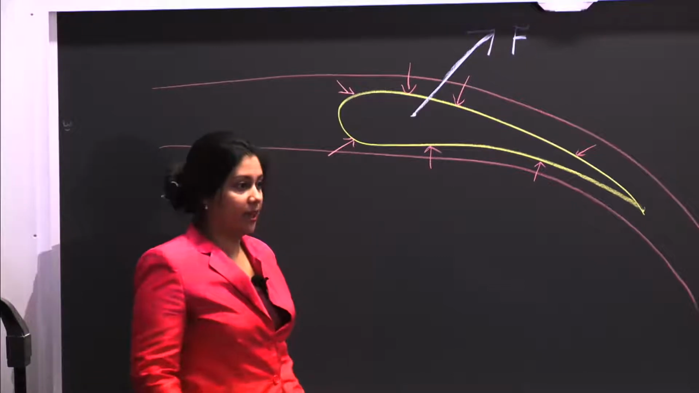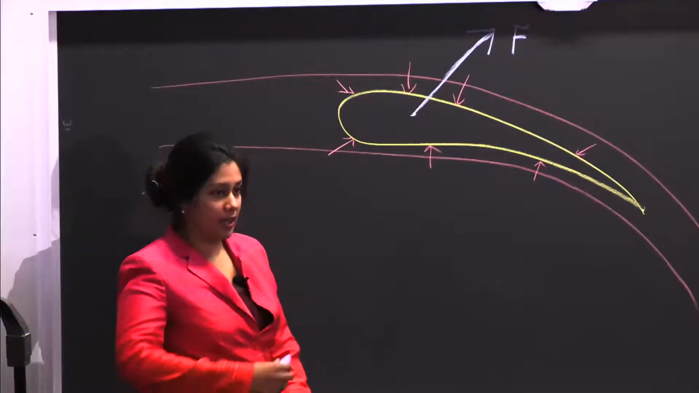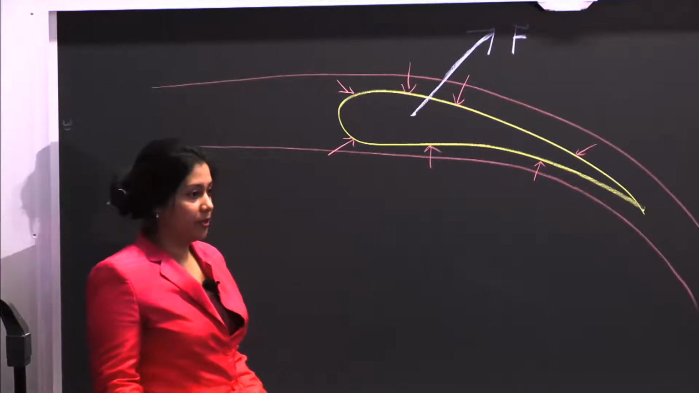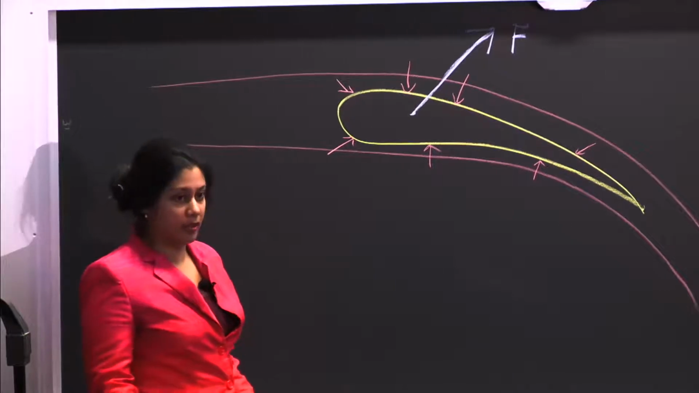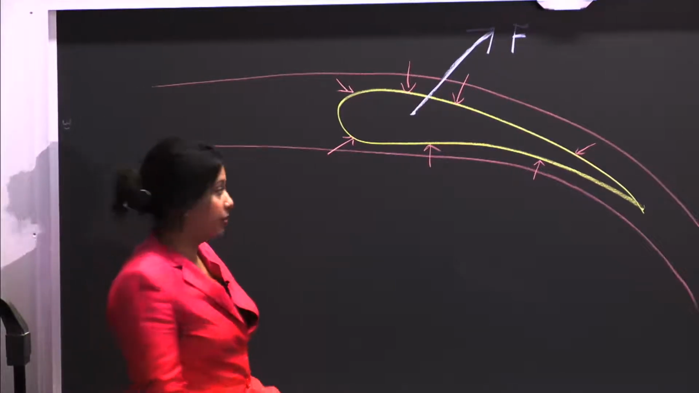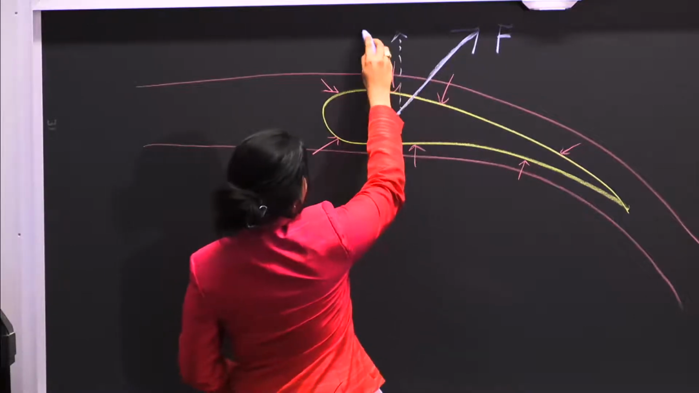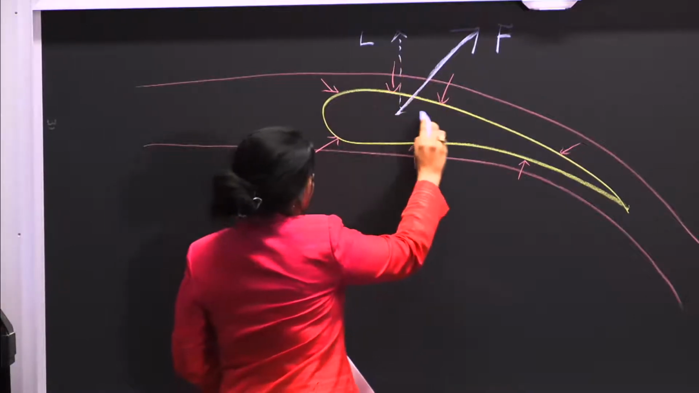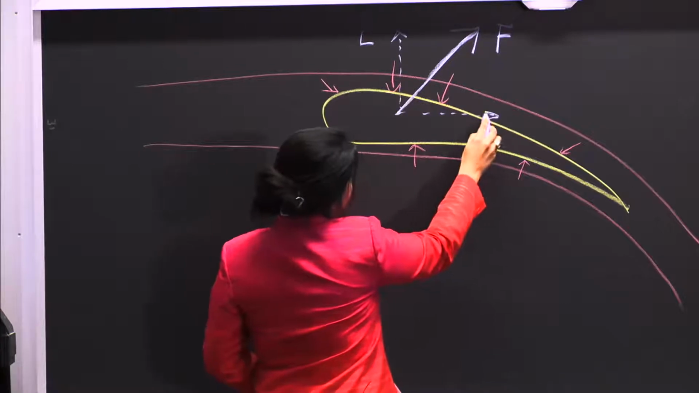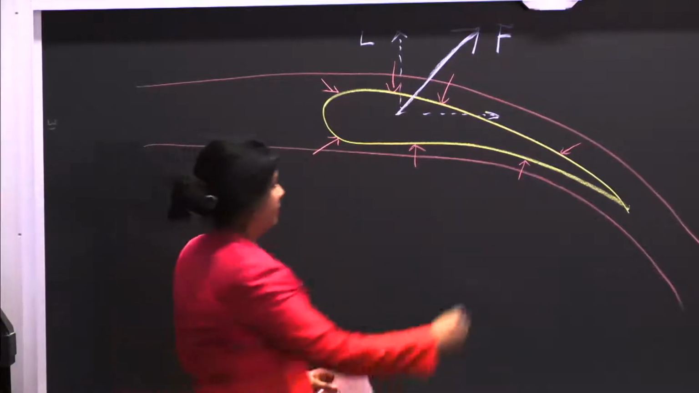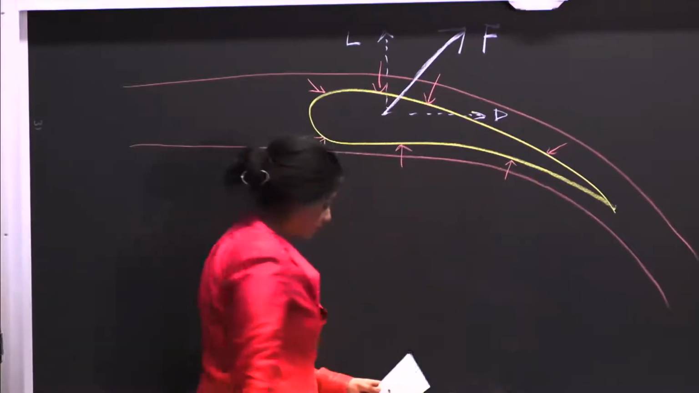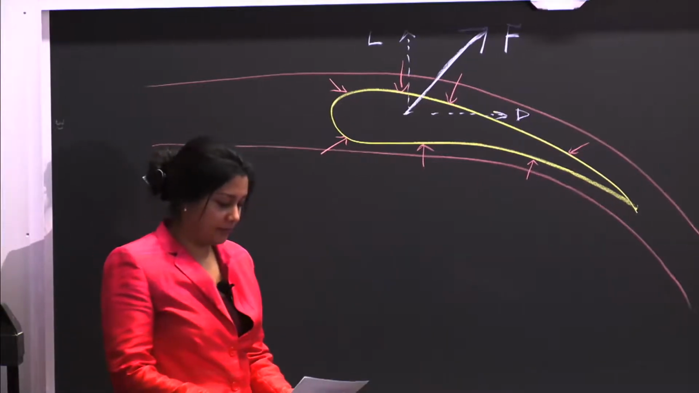Force is a vector, so it has direction as well as magnitude. So there's a vertical component and a horizontal component to that. We call the vertical component the lift. Does anyone know what we call the horizontal component? Drag. Good job. All right.